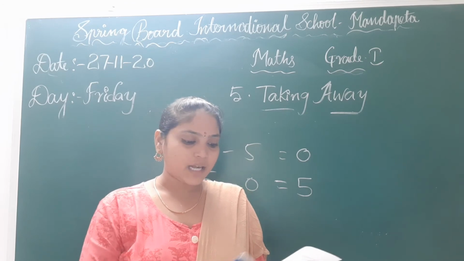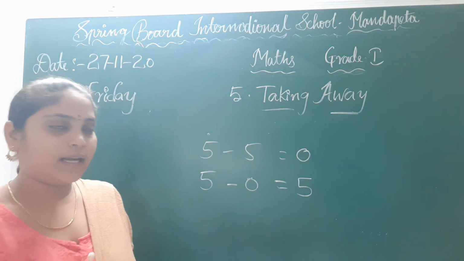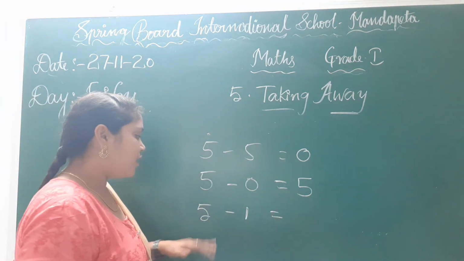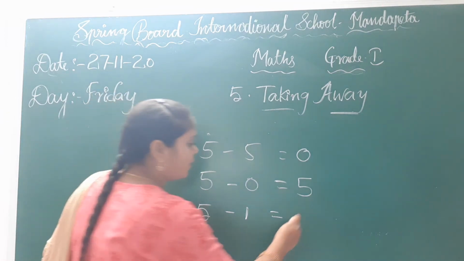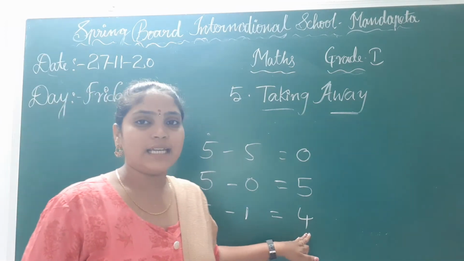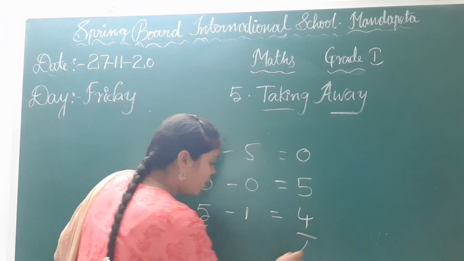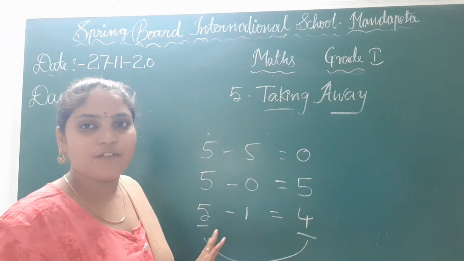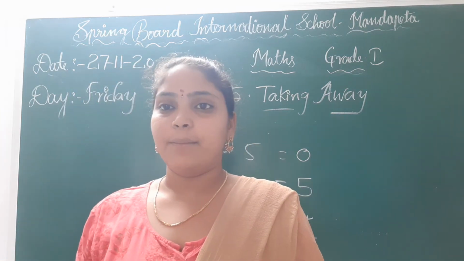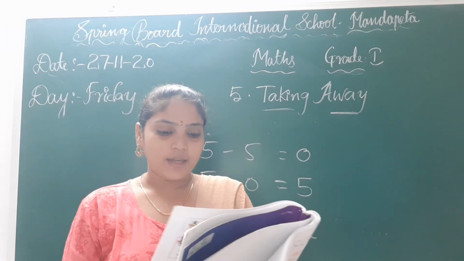And if we subtract 1 from a number, the answer is 1 less than the given number. If you subtract 1 from a number, 5 minus 1 is 4. So here 5 and 4. 4 is 1 less than 5. If we subtract 1 from a number, the answer is 1 less than the given number.